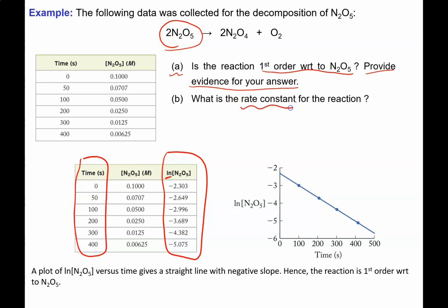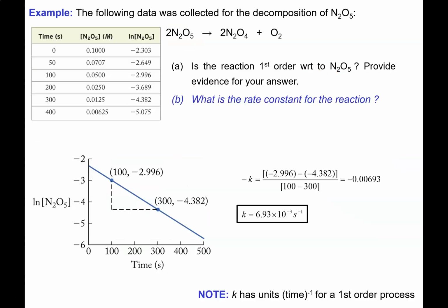The next thing that it asks is, what is the rate constant for this reaction? So what I've got to do now is I know that the slope equals minus k. So I'm going to have to calculate the slope of this line. So all I need to do is pick two convenient points. I picked 100 and 300 seconds, and calculate the slope between those points.